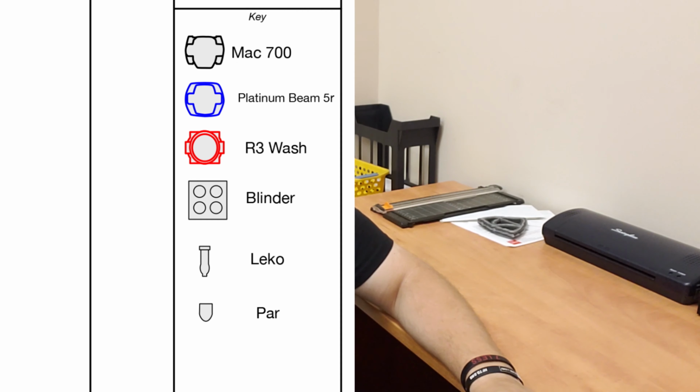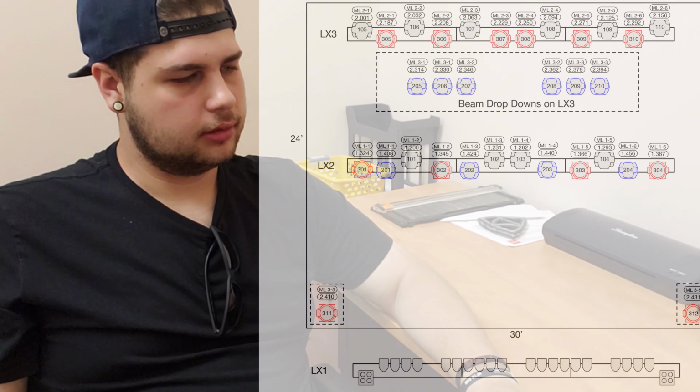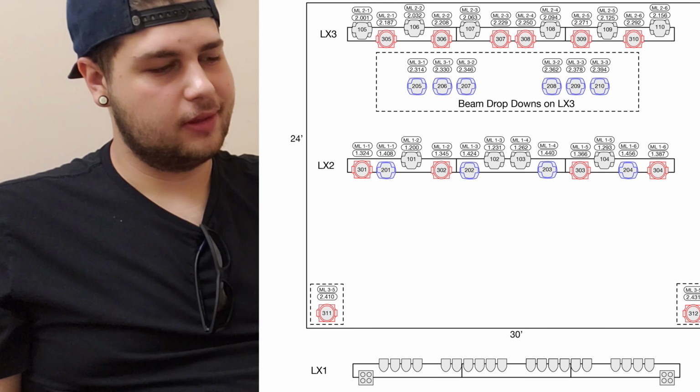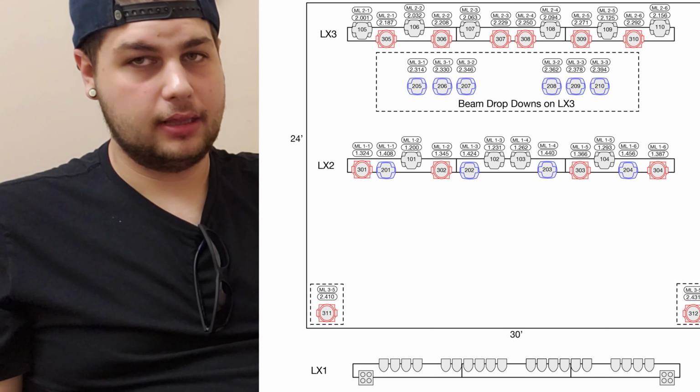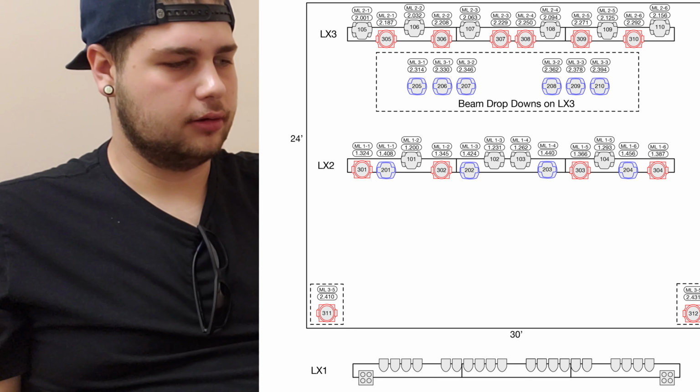Having it color coded is really easy when you're just glancing down. You don't need to look closely, because the beam and the 700 have kind of the same shape, but it eliminates all confusion when you add a little bit of color on the plot.